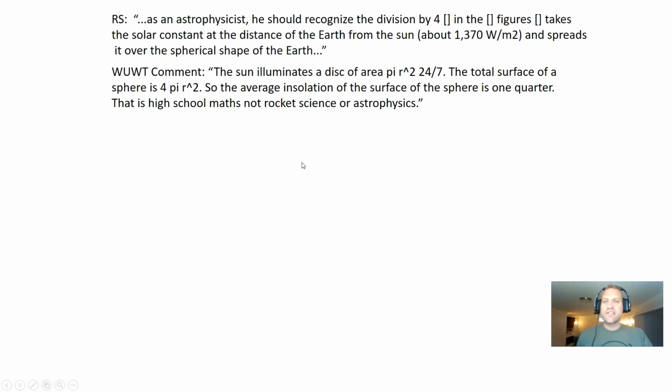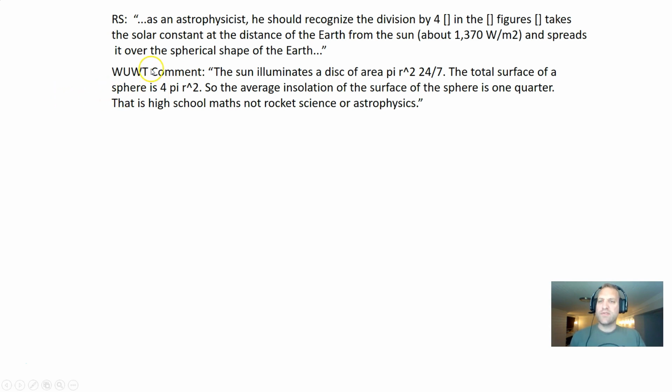So this was Roy's statement again. "As an astrophysicist, Joe should recognize that the division by 4 in the figures takes the solar constant at the distance of the Earth from the Sun and spreads it over the spherical shape of the Earth." All right, so we discussed that in the previous video. We're going to do it some more here.